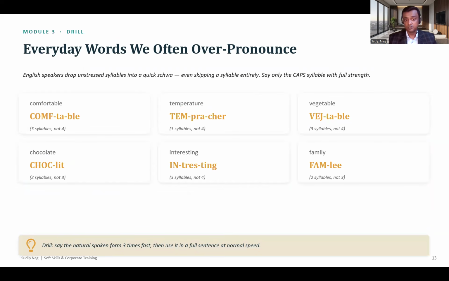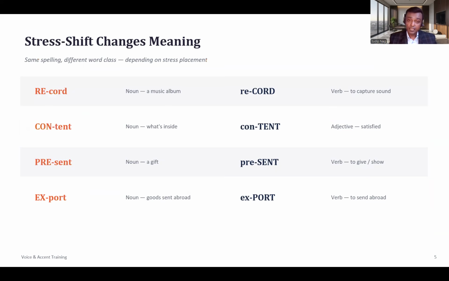Now, comfortable, temperature, vegetable, chocolate, interesting, family. So we are breaking them down into two or more syllables, and we are aware of where the stress is more, and that helps you to pronounce the word well. And as I said, it also helps to understand the difference in the meaning, like noun or verb.